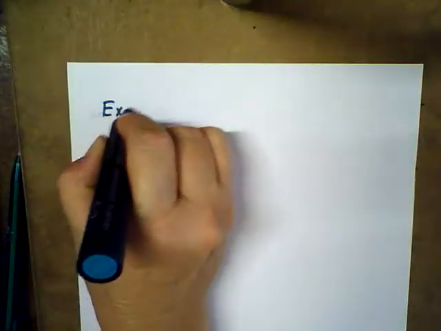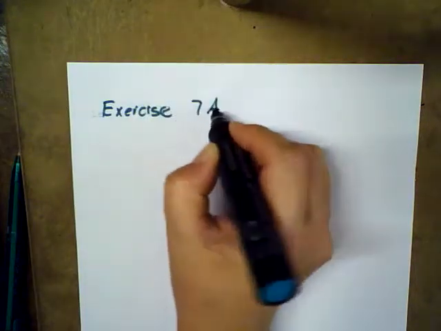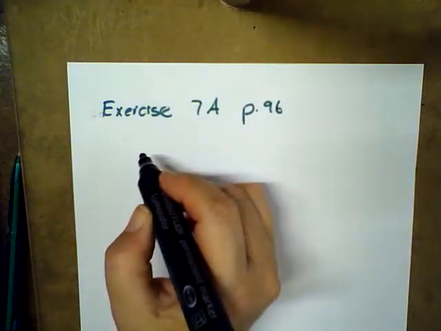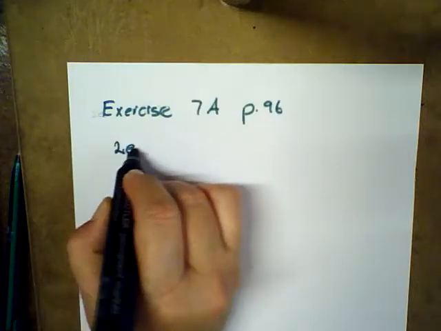There's just one of the questions that one of the students asked out of a previous exercise that I'd quickly like to look at and give you some feedback on. It was from exercise 7A in your textbook on page 96, and she said she's not quite sure about 2e.